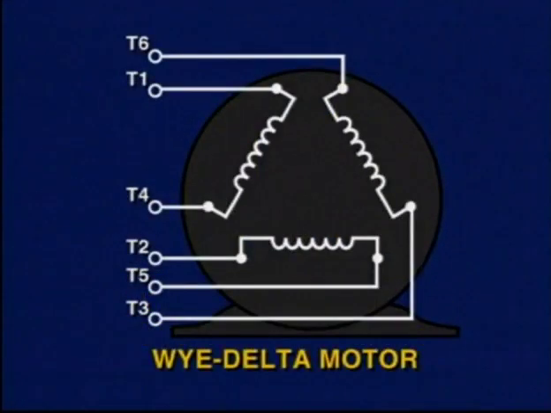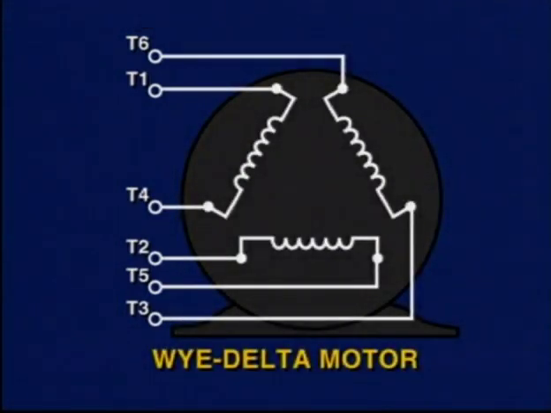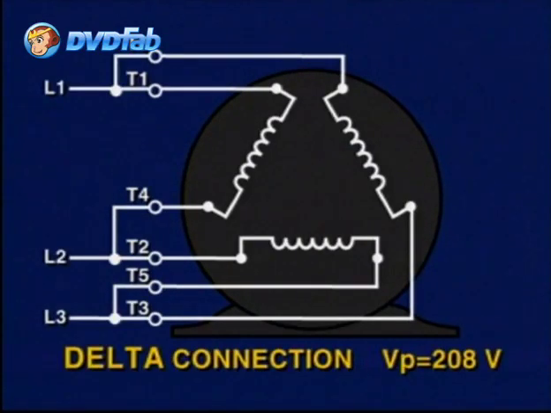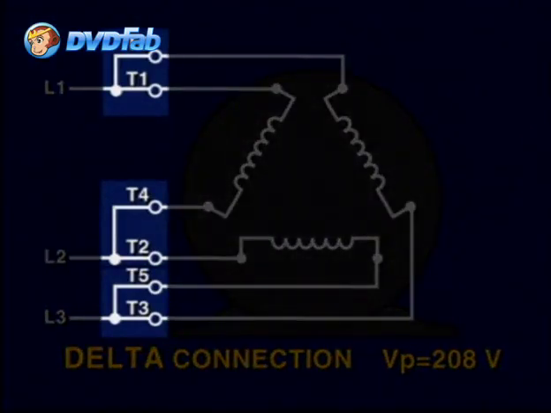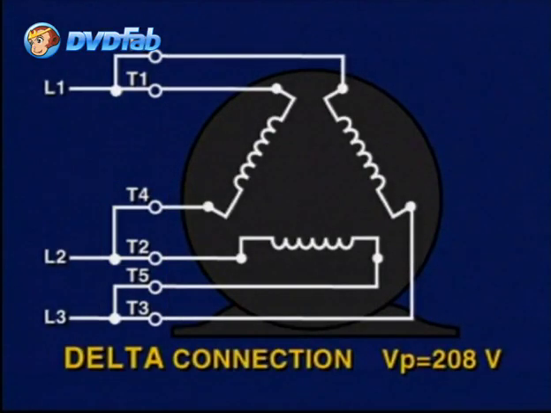The Y-delta motor has 6 leads, T1 through T6, brought out of the motor. No internal connections are made from the factory, thus allowing the electrician or technician to wire the motor in a Y configuration or a delta configuration. For example, in a delta configuration of a 208 volt motor, terminals T1 and T6, T2 and T4, and T3 and T5 are connected together to form the delta connection. The voltage between each phase is 208.